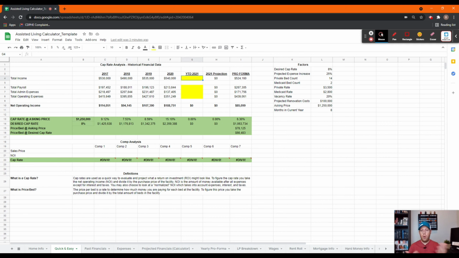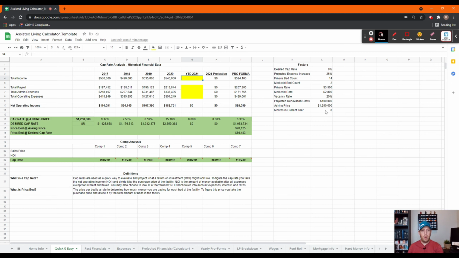And then if you have in the current year that you're working in, this year is 2021, you would just do year-to-date numbers for that year. So right now we're in August of 2021. They give you financials through the end of July. And so you put that in there.